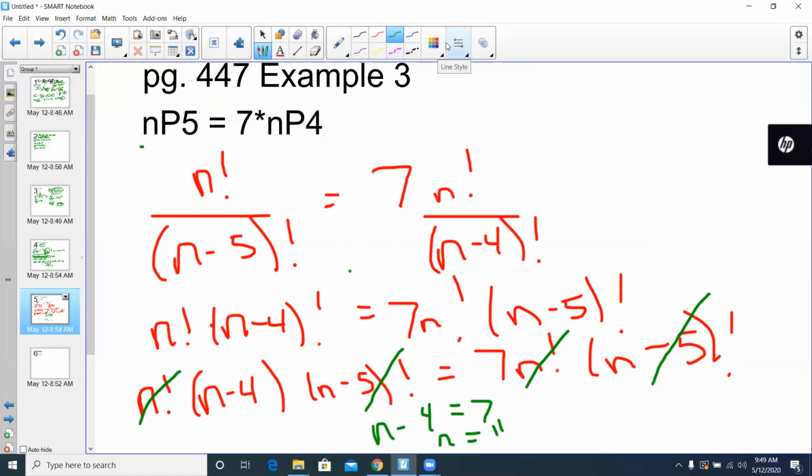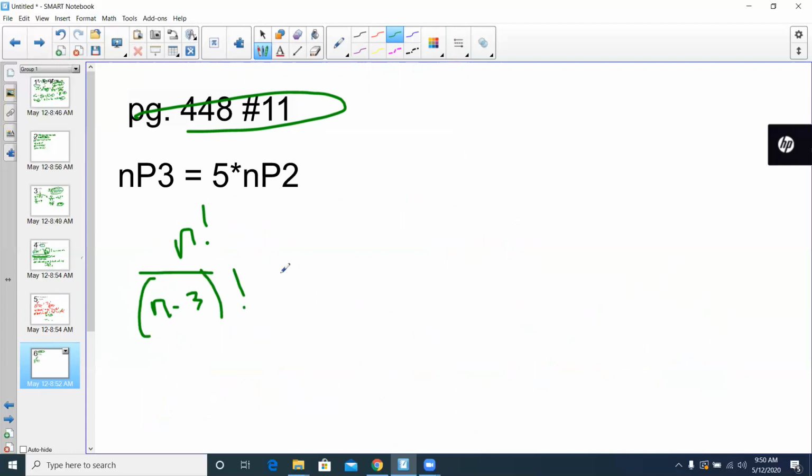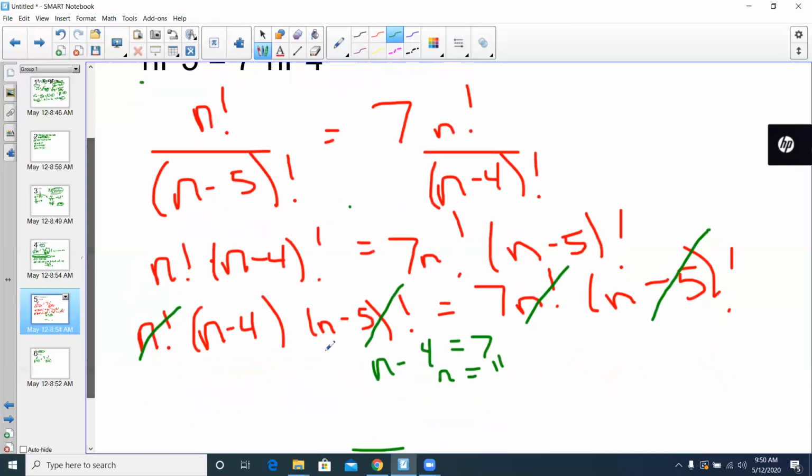Okay, so that's how you want to do your homework. That's what you want to do for homework problems. It is this guy right here, number 11. You're going to start that off with n factorial over n minus 3 factorial equals 5 times n factorial over n minus 2 factorial. Okay, and then you're going to finish it. You want to finish it with these steps right here. I think this will be your easiest thing to do right here. So finish it off with that. Okay, so write that out for me, and let's see what we can do, guys.